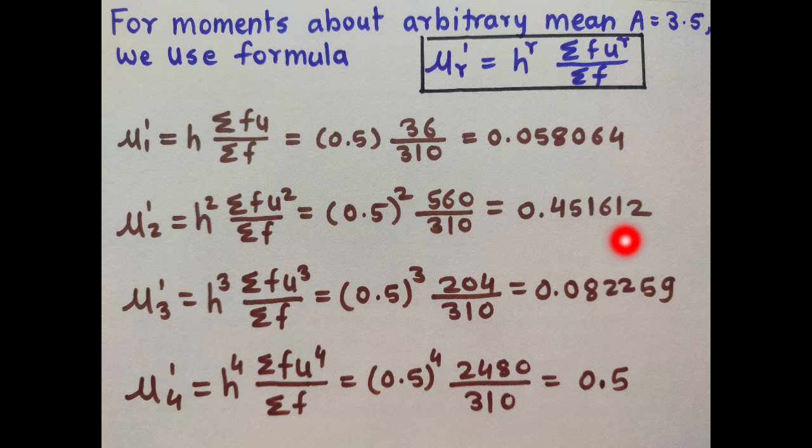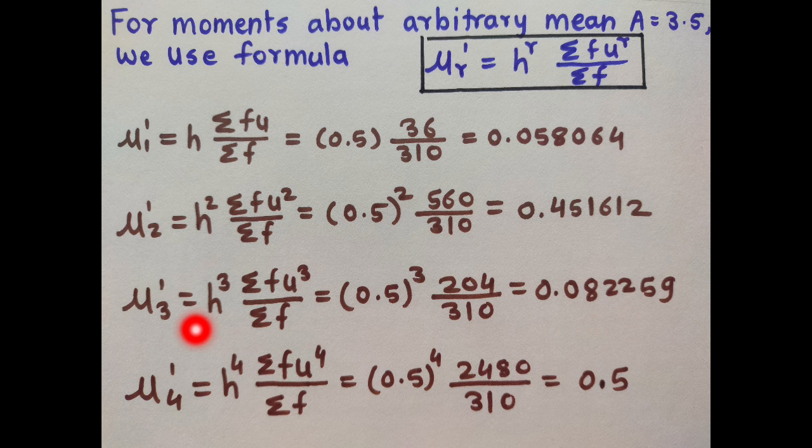0.451612. If we put r is equal to 3 in the above equation, then we get mu3 dash is equal to h cube summation fu cube upon summation f, that is equal to 0.5 cube, and summation fu cube is 204 and summation f is 310. Then mu3 dash is equal to 0.082259.